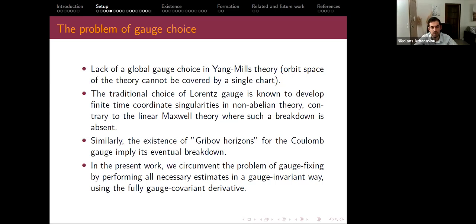Traditional choices which may work, let's say, in the abelian case, do not in general work for a general non-abelian theory. The Lorenz gauge is known to develop finite time coordinate singularities, and the Coulomb gauge also fails for different reasons. In any case, in the present work, we circumvent the problem of gauge fixing by performing all necessary energy estimates in a gauge invariant way using the fully gauge covariant derivative. I will discuss how these estimates are obtained later on in the existence proof.